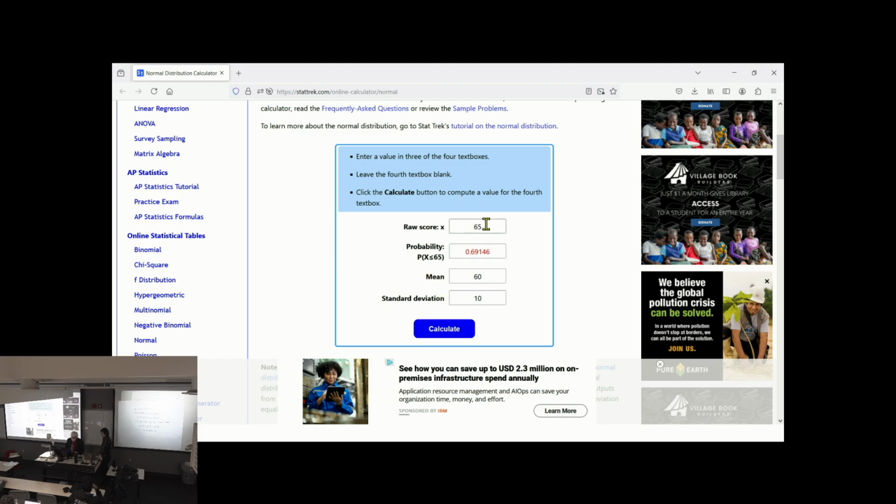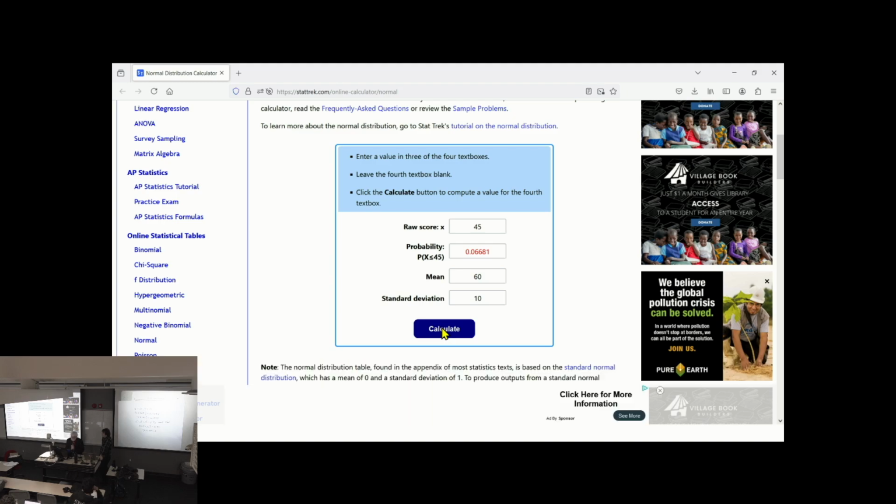We also asked for the probability less than 45. Using our table we had 0.0668, with an extra decimal place. This one gives us 0.0668.